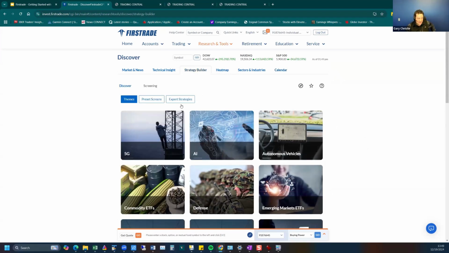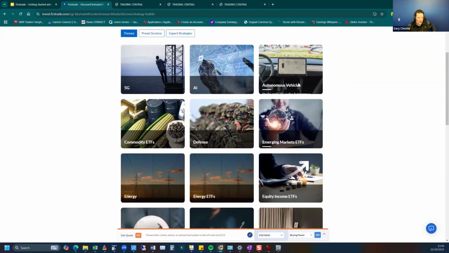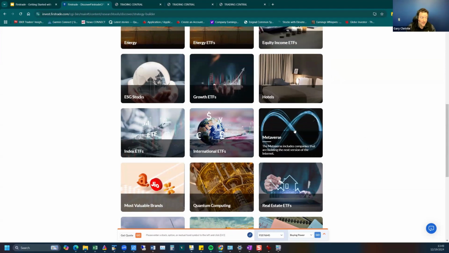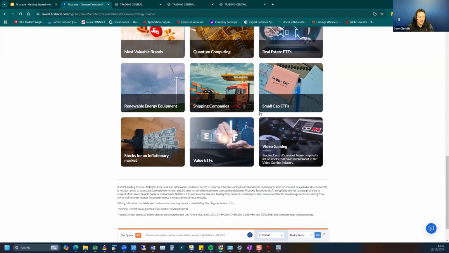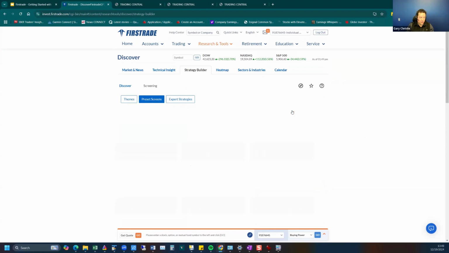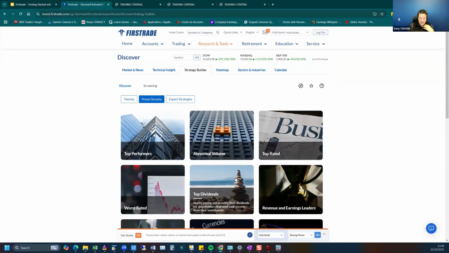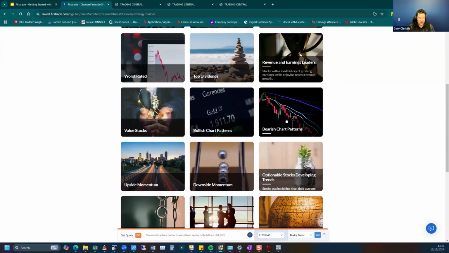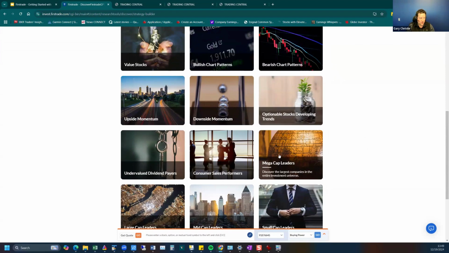And strategy builder, again, we saw these themes, right? These are preset by our analyst team that we're always adding new ones, right? Fine tuning them. If it's a new one, you'll see a big new pop-up come up here. We also have preset screens. Maybe you care about the top dividend paying stocks. Maybe you're looking for top performing in terms of percent. And bearish chart patterns. We made a bunch here for you to explore. Again, I encourage you all to play around with it. I won't go through every one today.